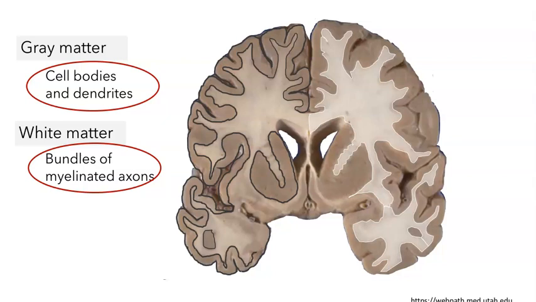In order to learn about the cellular makeup of the tissue, it was necessary to develop stains. So what I'm going to do for the rest of this video is walk you through some techniques that people have used to visualize neurons, and I'm going to do this more or less in a historical order.